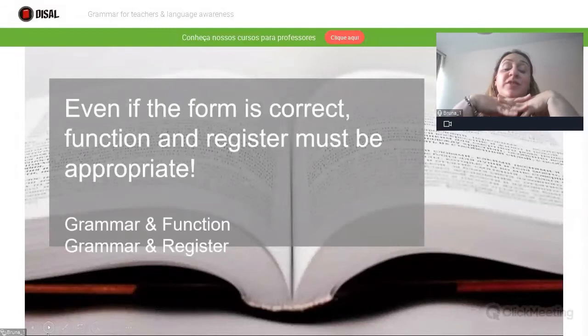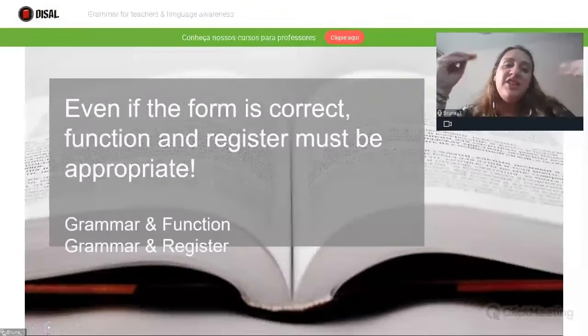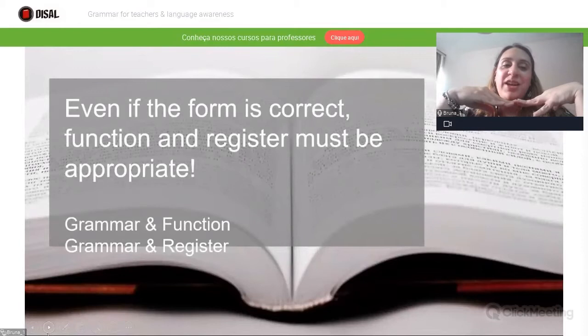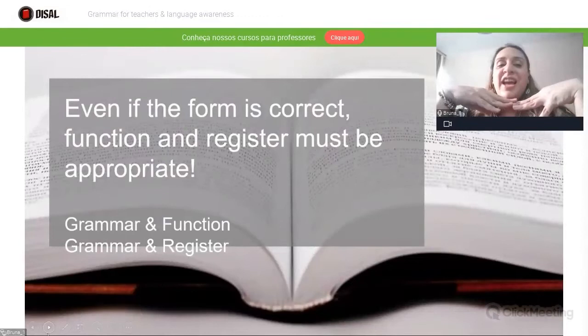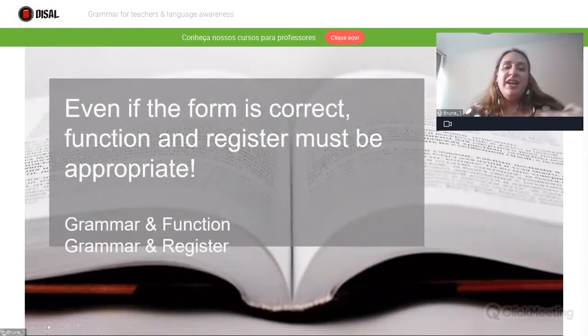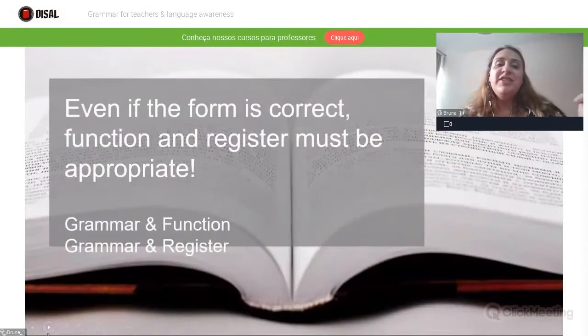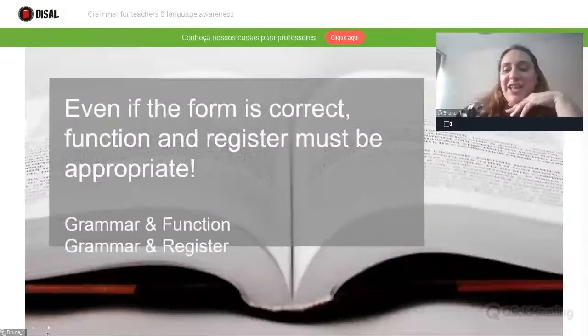If we are teaching this to our students too, because form is not everything that should be taught. We need to teach them function and register. And guess what we usually teach them? We teach much more things related to form more often than function and register. But these need to be taught too. So we need to pay attention to those two.